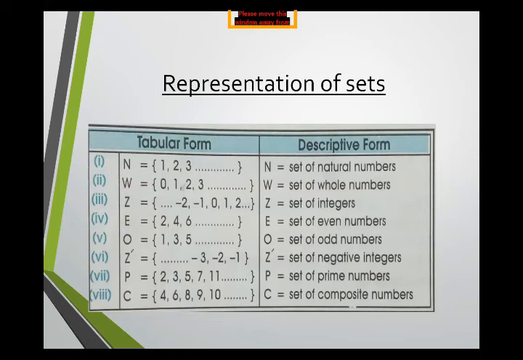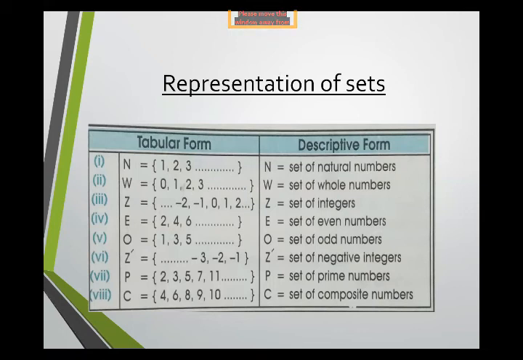This counting must also go on, so we write some dots in the starting, and then we write -2, -1, and we put 0 here, and then 1, 2, and so on. The counting on both sides, the positive counting and the negative counting, must go on. So we put some dots to show the whole integers go on. In descriptive form, this set is written as the set of integers. Z is equal to set of integers.